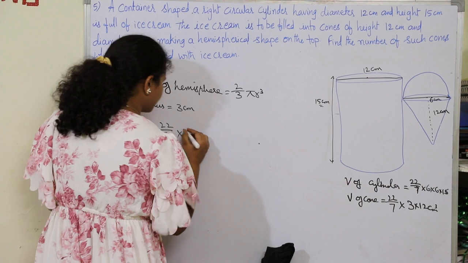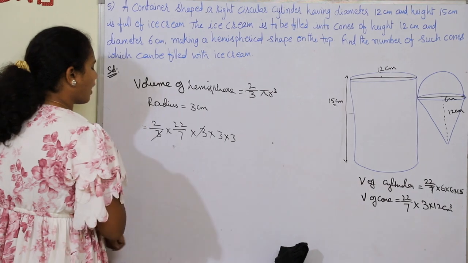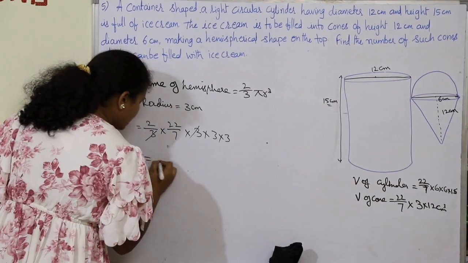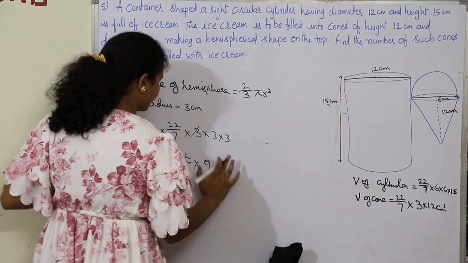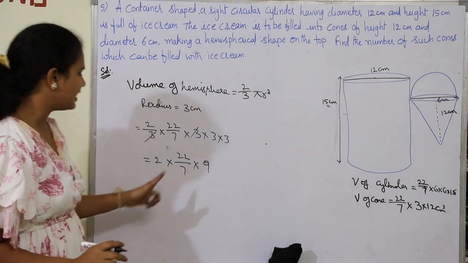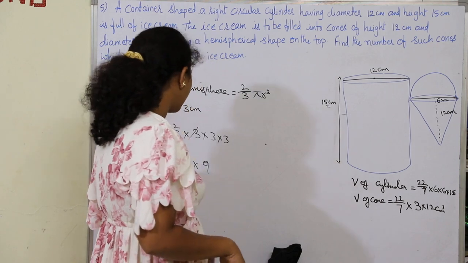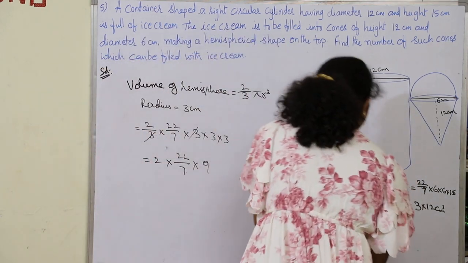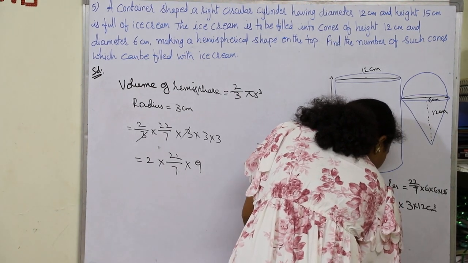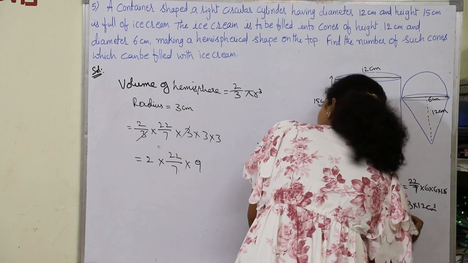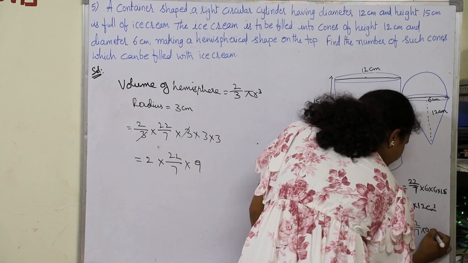3 into 3 into 3. So let me write down 3 into 3 into 3. Therefore 3 gets cancelled. Here I have 2 into 22 by 7 into 3 into 3, which is 9. Let it be like this. So 2 into 22 by 7 into 9. Okay, so let me write here, volume of hemisphere equals 2 into 22 by 7 into 9 centimeter cube again.